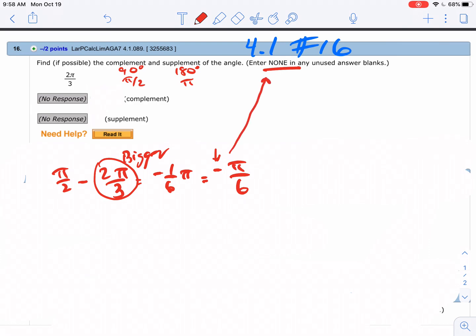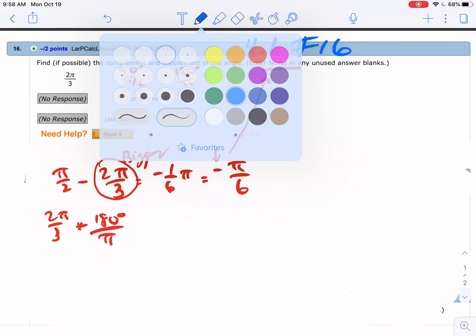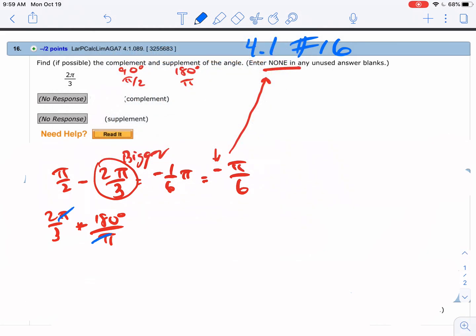Another way to do the exact same problem would be to take your 2 pi over 3 and convert into degree mode. And in this case, because I'm dividing by pi, I can get rid of those two because they're both multiplication by pi on the top and bottom. 180 and 3 would reduce to, divide both things by 3. 3 divided by 3 is 1, and 180 divided by 3 is 60. So what you're finding out is this is 120 degrees.